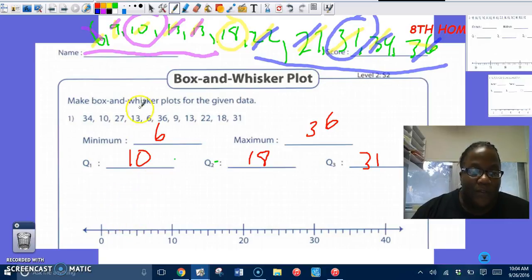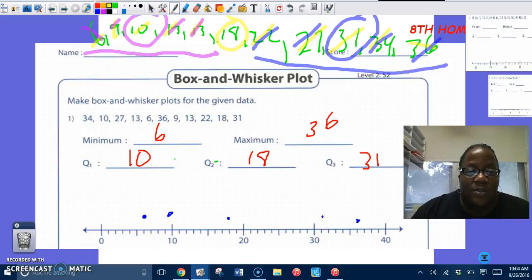So our smallest number is a 6, so I'm going to plot where that 6 is. If that's 5, this is going to be a 6. And then I have a 36, that's 35, so this is 36. I have a 10. I have an 18. 15, 16, 17, 18, see that? And a 31, 30, 31.